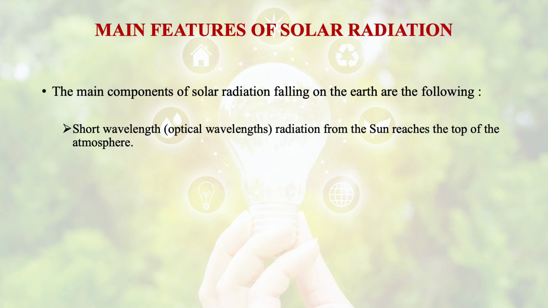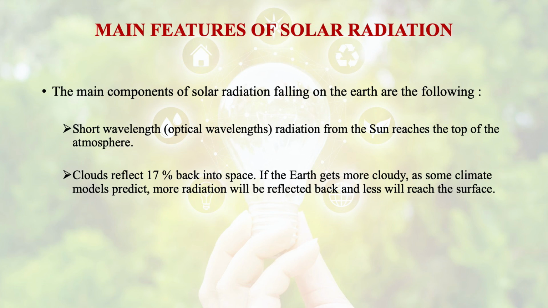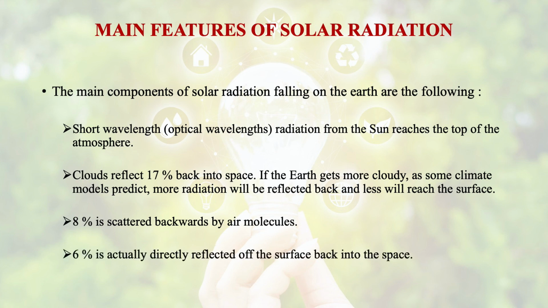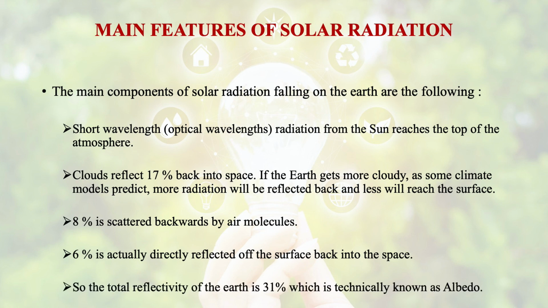Radiation from the sun reaches the top of the atmosphere. Clouds reflect 17% back into space. If the Earth gets more cloudy, as some climate models predict, more radiation will be reflected back and less will reach the surface. Then one important thing is that 8% is scattered backward by air molecules. 6% is actually directly reflected off the surface back into the space. So the total reflectivity of the Earth's surface is 31%, which is technically known as albedo.